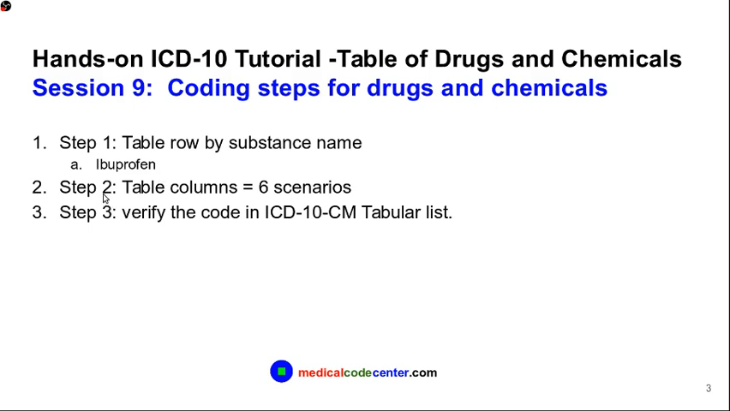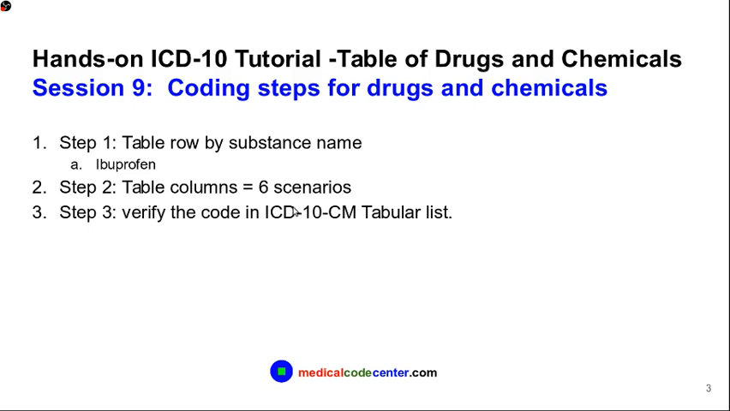And then step 2 is to find the right column. There are 6 columns, which correspond to the 6 scenarios. And then the final step, step 3, is to verify the code in the ICD-10-CM tabular list. So let's find the code for ibuprofen, the simple coding case.